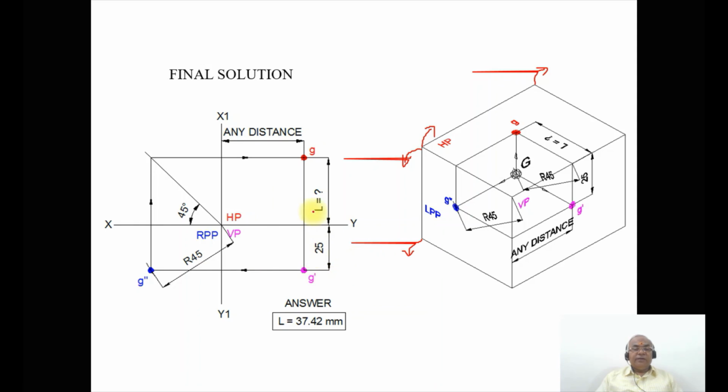Then by using this scale, when you measure the distance, you are going to get L equal to 37 mm. But the dimension you got here is 37.42, which was done by using CAD software. Show the dimension of 25, show the dimension of this as 45, and this angle as 45 degrees, and mark this as XY, X1Y1. So this is how you will be able to analyze this particular problem of the shortened distance in the third quadrant. Thank you.